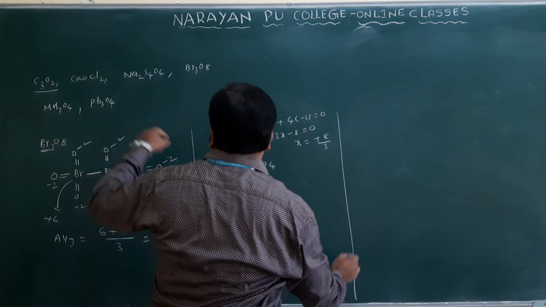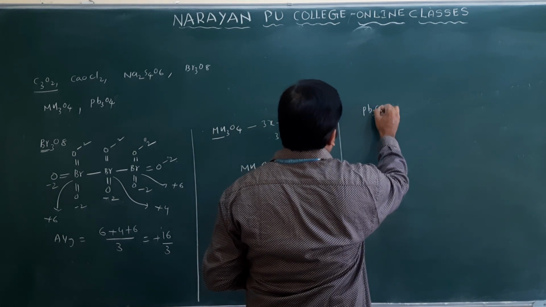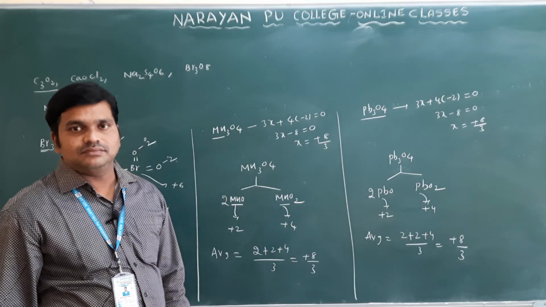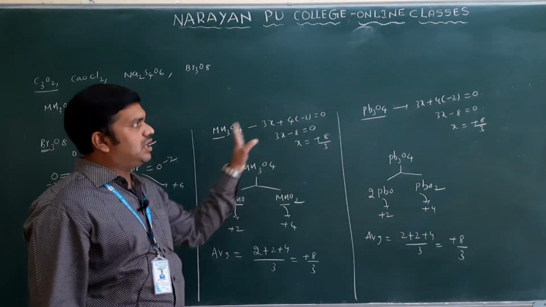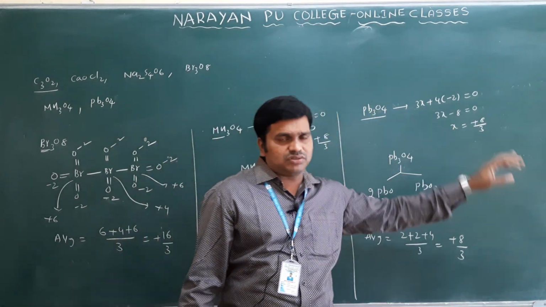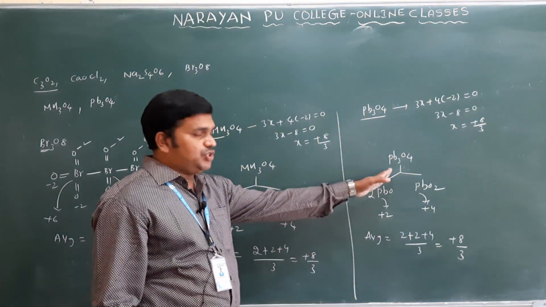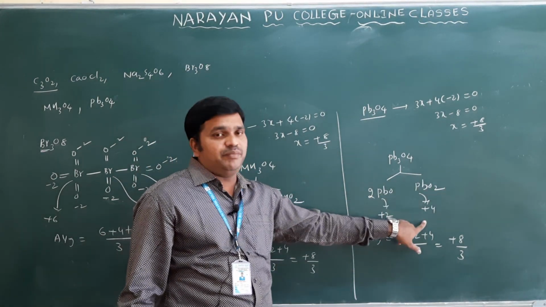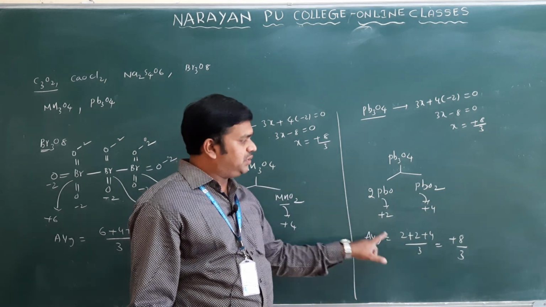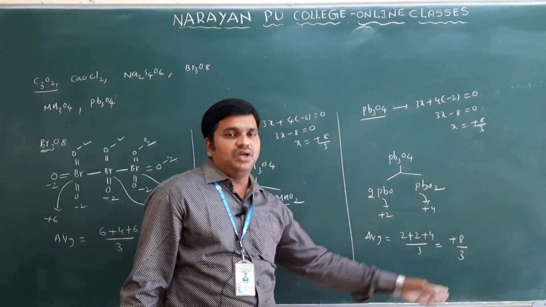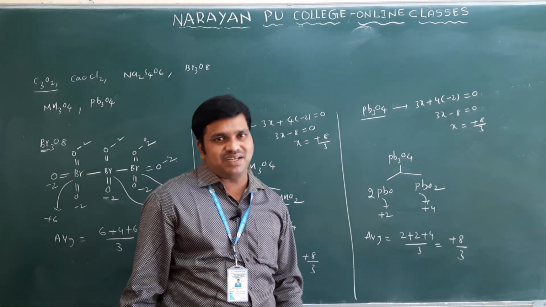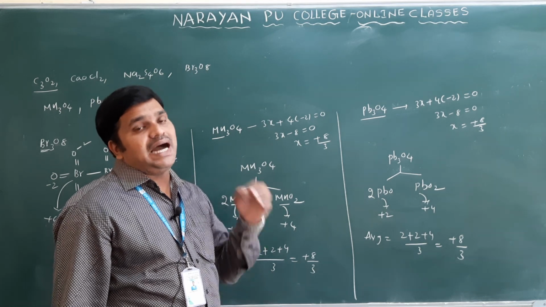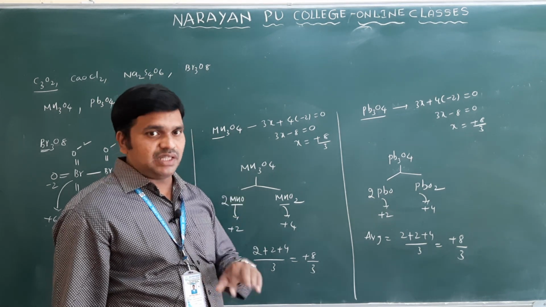Come to the next one, we have Pb3O4. This Pb3O4 you call red lead. So this Pb3O4 is also the same model as Mn3O4. Already we found the oxidation number; I got plus 8 by 3. Pb3O4 exists in the form of 2 PbO and PbO2. PbO means plus 2 and PbO2 means plus 4. If you take the average, 2 plus 2 plus 4 by 3, you get plus 8 by 3. So these are examples of oxidation numbers with fractional values, because atoms of the same element can be present in different states in the molecule.